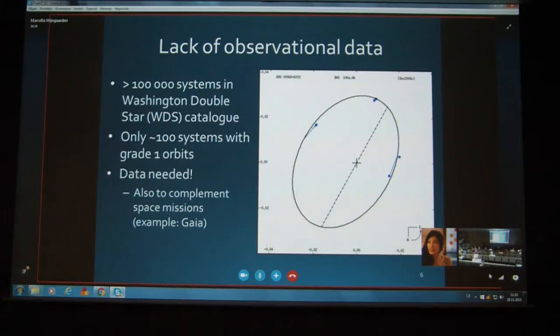And also to complement space missions. For example, we have the Gaia mission that will have its first data release this year. But to describe binary orbits, we need good time coverage. So still, even with the space missions, we need observations from Earth-based telescopes.